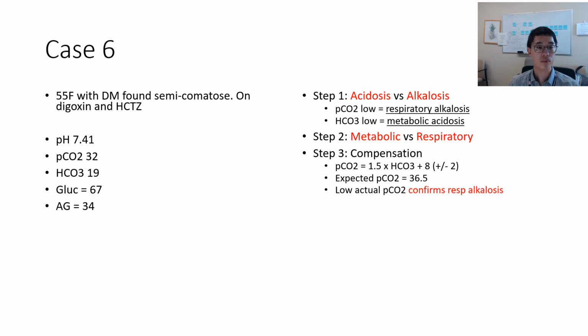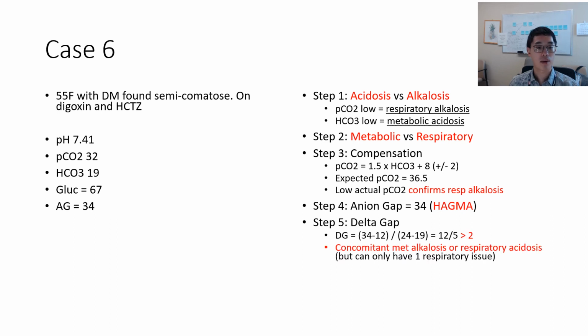So here we've confirmed that we have a metabolic acidosis as well as a respiratory alkalosis problem. Now we know our anion gap is 34, that's given to us already, so we have a high anion gap metabolic acidosis. And then we calculate our delta gap. Our delta gap is 34 minus 12, the change in the anion gap, divided by the change in bicarbonate, which is 24 minus 19. We get 12 over 5, which is definitely greater than 2.